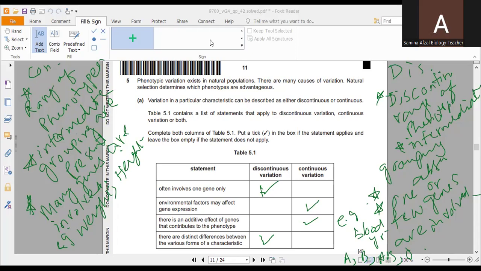Discontinuous variations do not change in every generation. They are limited to a range, whereas continuous variations have an unlimited range of genotypes or phenotypes. In this way, students who know properly the definition or complete information about continuous and discontinuous variations are able to solve this question very easily.